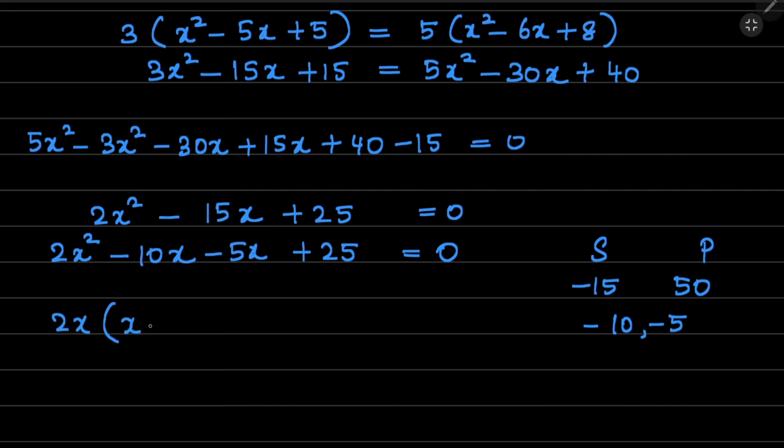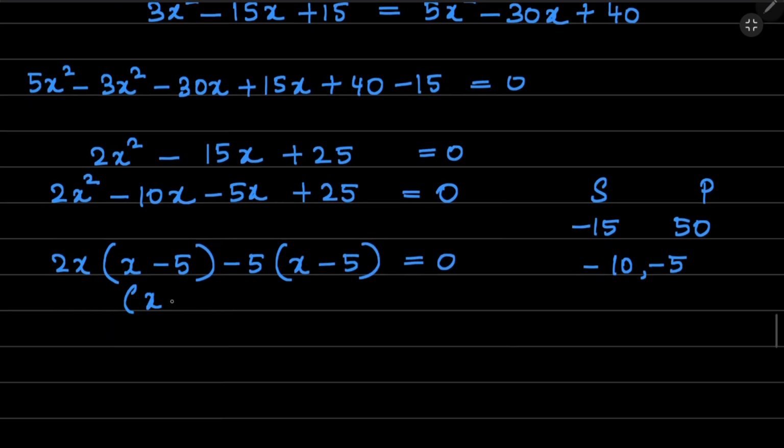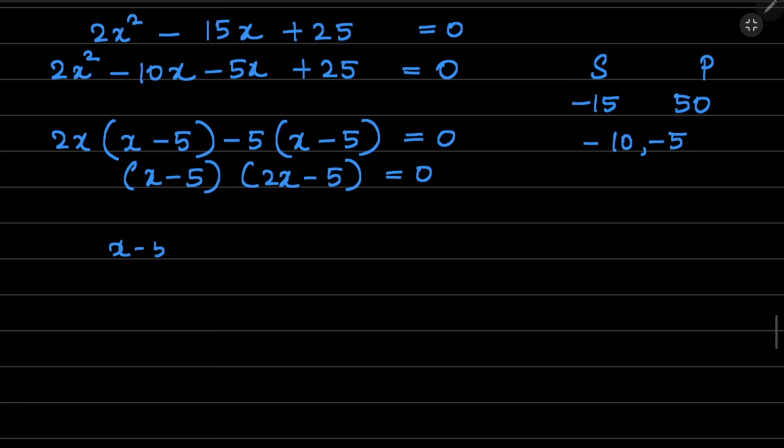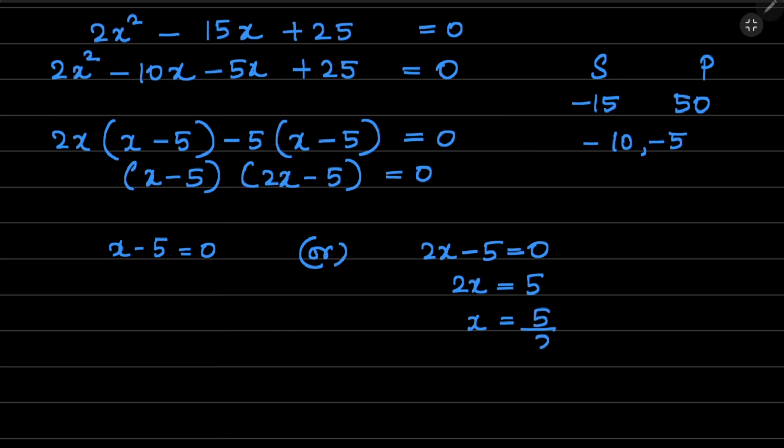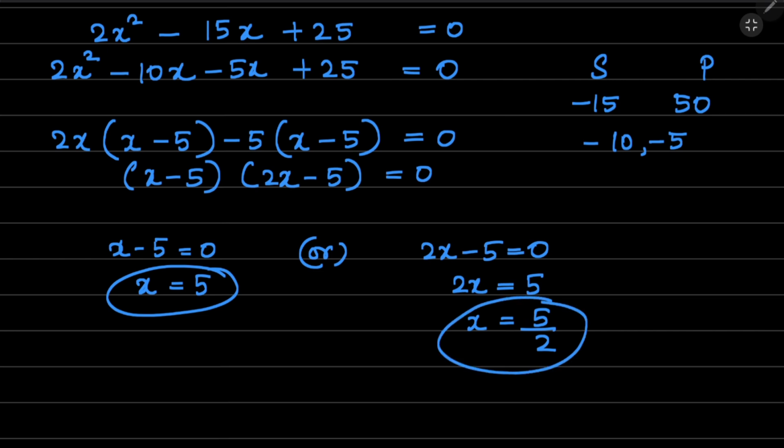Take 2x common. Inside you'll have x minus 5, minus 5 common, again x minus 5 equal to 0. So one factor is x minus 5, the other factor is 2x minus 5 equal to 0. So either x minus 5 equals 0 or 2x minus 5 equals 0. So 2x equals 5 and x is equal to 5 by 2. Here x is equal to 5. So these are the two roots of the given quadratic equation.